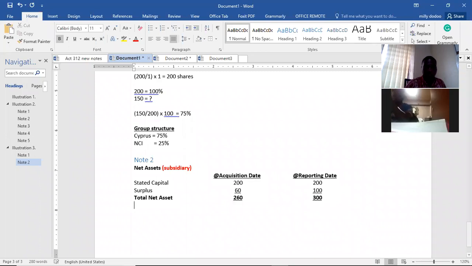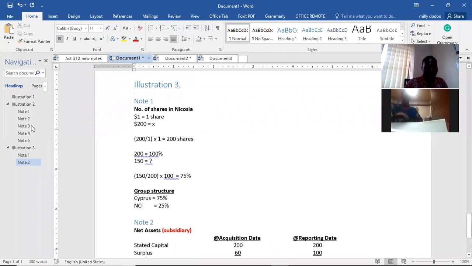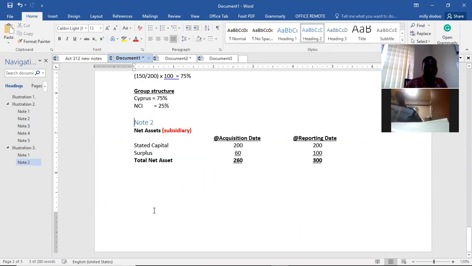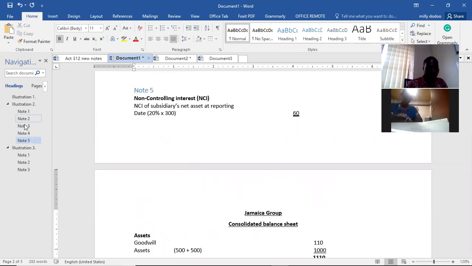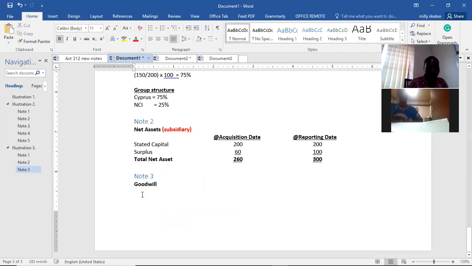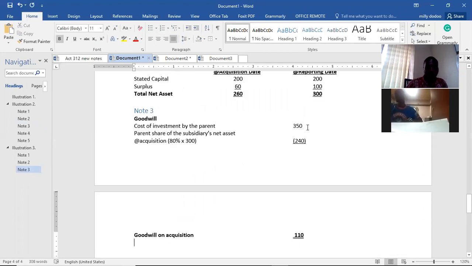The next thing you have to look at now is your note 3. Note 3 is goodwill. So you look out for your goodwill. I think I have to copy all these things so that it moves fast. So note 3, goodwill: cost of investment by the parent.